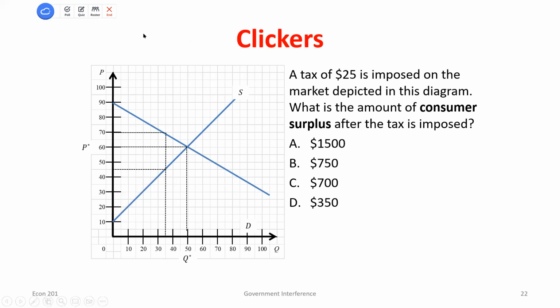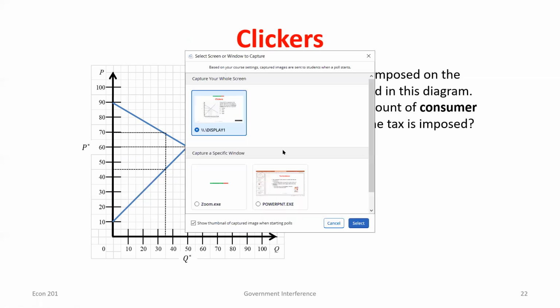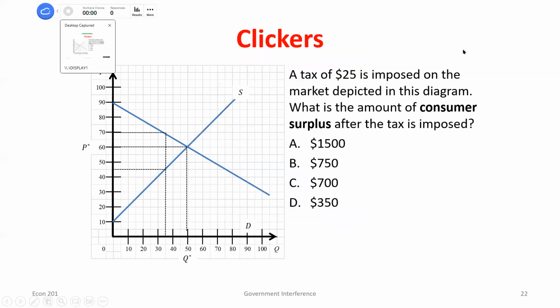So, let's see. I'll get this started and then I'll set this up for you. Let's say you have a $25 tax imposed, and you want to calculate what the consumer surplus is after this tax. So here was the old supply curve, the new supply curve plus the tax. If I were to draw it on there, it would intersect my demand curve at this value. So the new supply curve plus the tax is going to hit my demand curve at this point of 70, resulting in the new equilibrium quantity being 35.